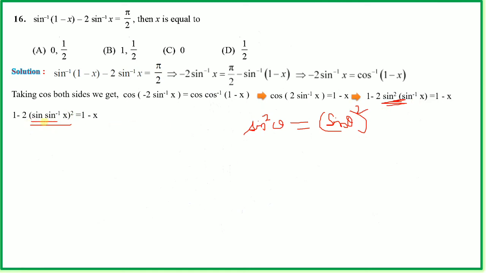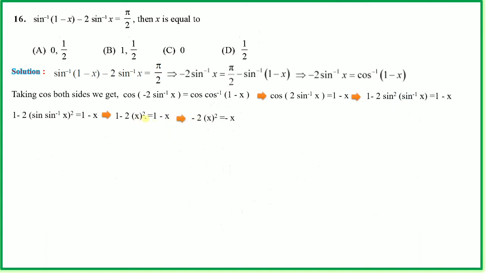Then inside this, sine and sine inverse will be removed. So 1 minus 2, and then sine and sine inverse gone, so square of x, x square, is equal to 1 minus x. Then this implies minus 2x square, 1 and 1 cancelled, is equal to minus x, and then minus and minus is also cancelled.